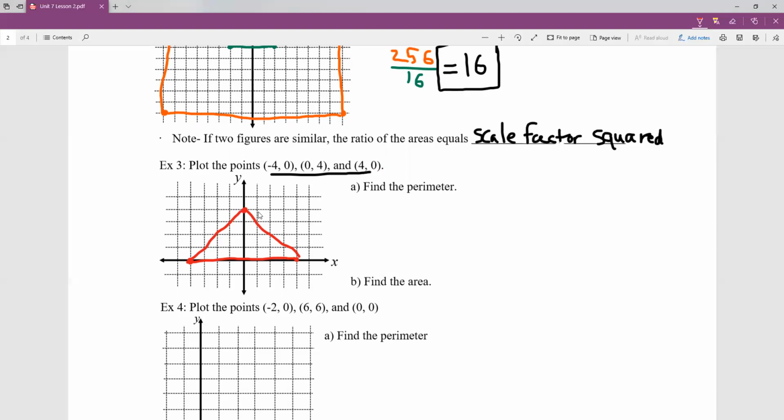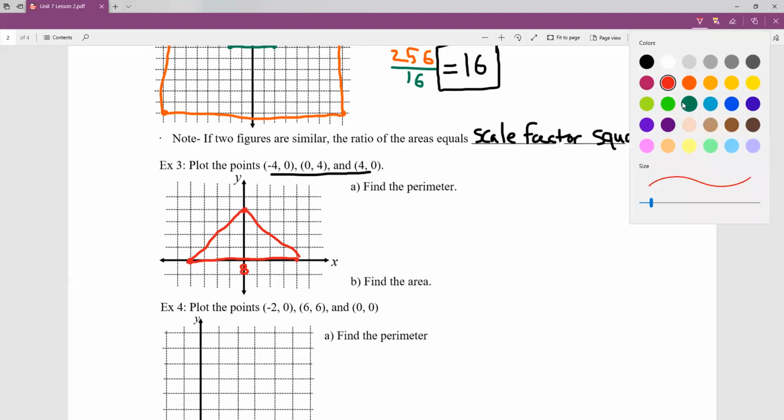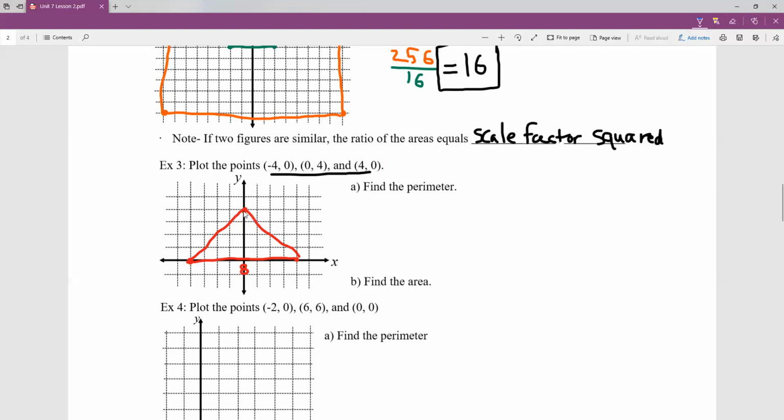All right, so we have to find the perimeter. Now, unfortunately here, we don't know any of the sides except for this bottom side. I think we know that. It's 1, 2, 3, 4, 1, 2, 3, 4. So the bottom side has a length of 8. But these two other sides, we don't know what they are. So in order to find those, we're going to draw a height. We're going to need this height anyways to help us find the area.